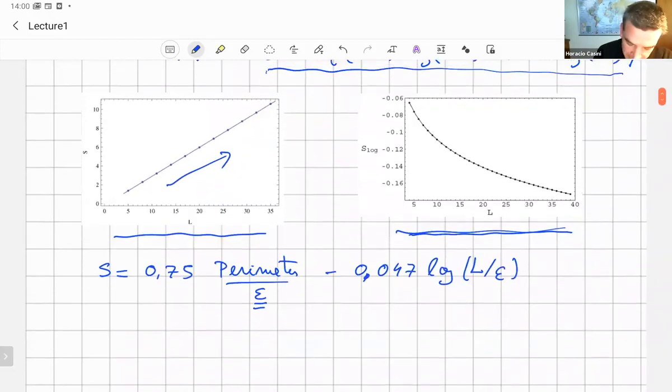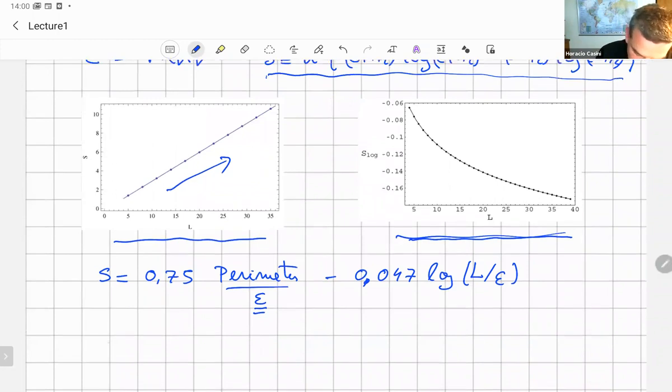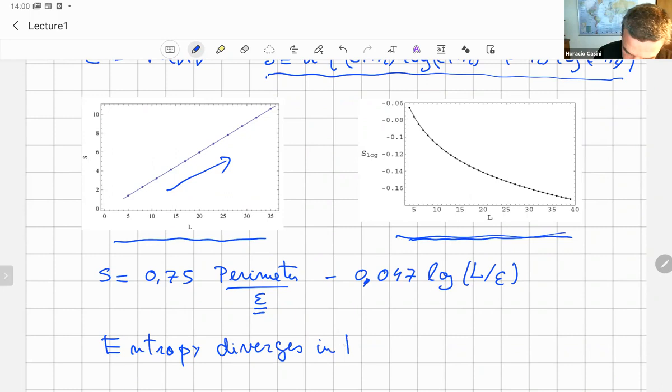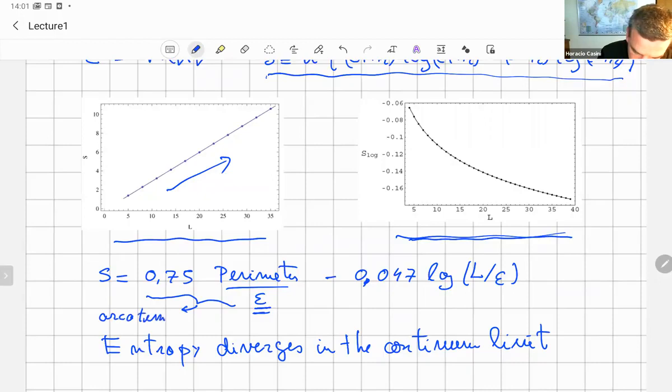with the actual numbers. So the first observation is that the entropy diverges in the continuum limit. So as epsilon goes to zero, this will diverge with the perimeter. This term that is the leading part is usually called the area term. Here we are in 2+1 dimensions, so the area is just the perimeter, the boundary of the region.